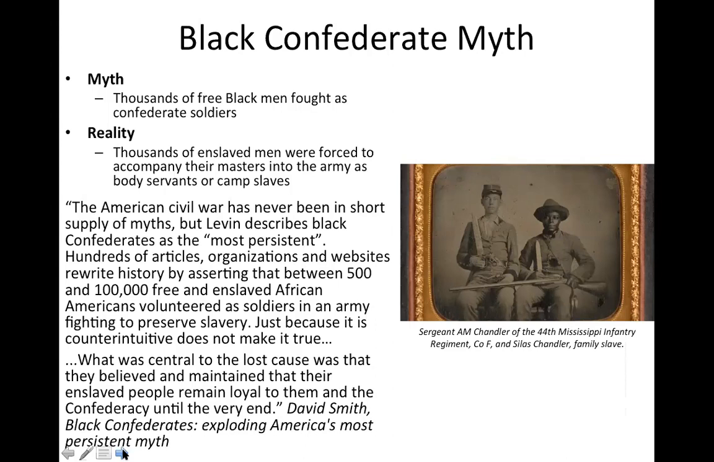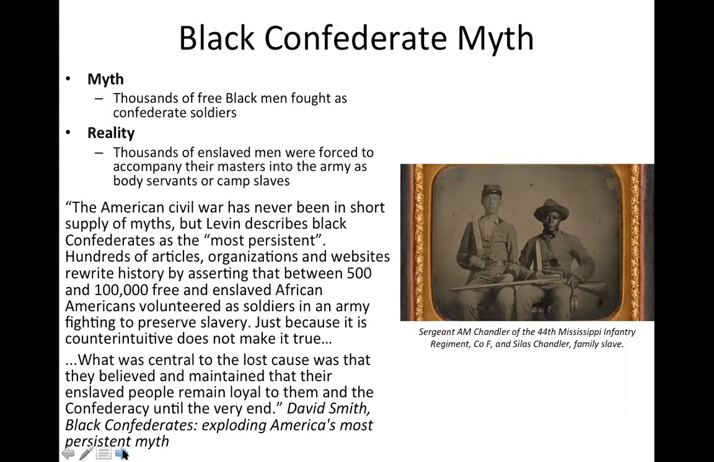The American Civil War has never been in short supply of myths, but Levin describes Black Confederates as the most persistent. Hundreds of articles, organizations, and websites rewrite history by asserting that between 500 and 100,000 free and enslaved African Americans volunteered as soldiers in the Army fighting to preserve slavery. Just because it is counterintuitive does not make it true. What was central to the Lost Cause was that they believed and maintained that their enslaved people remained loyal to them and the Confederacy until the very end.